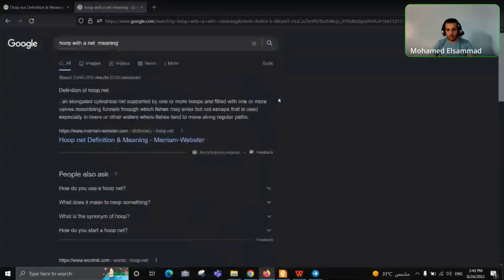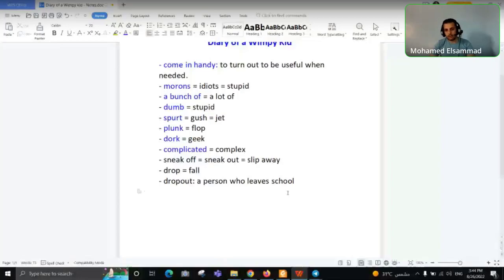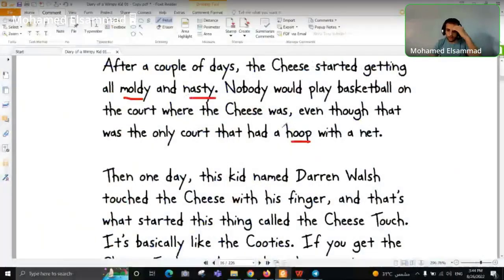All right, but it's talking about the cheese here. So we're going to see from the context. So the only cord that had a hoop with a net, right? So a hoop with a net. So it's something that's not so awful.